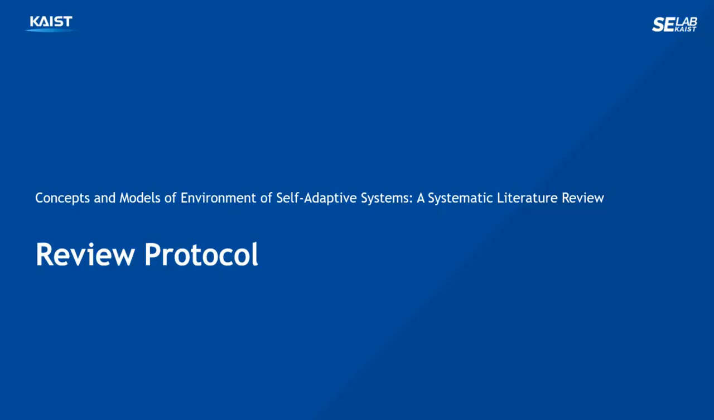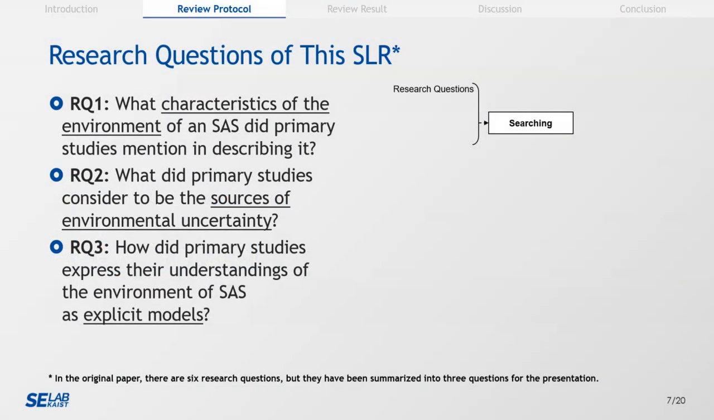To have a systematic literature review, we designed this review protocol in advance. First, the research questions were defined. In the original paper, there are 6 research questions, but they have been summarized into 3 questions for this presentation. First one is to find characteristics of the environment of SAS mentioned in primary studies. Second one is to organize sources of the environmental uncertainty addressed by the existing works. The last one is to find any reference models of the environment of SAS.